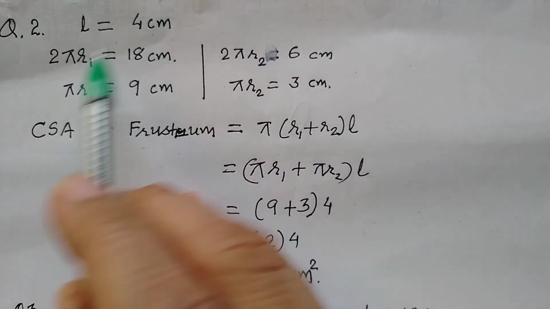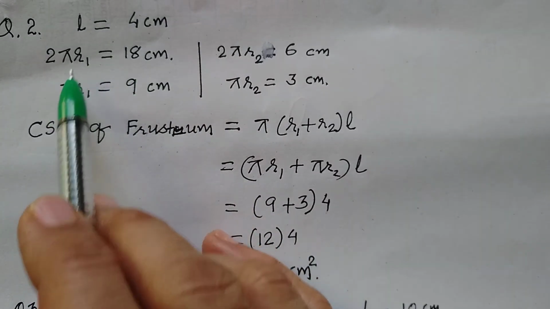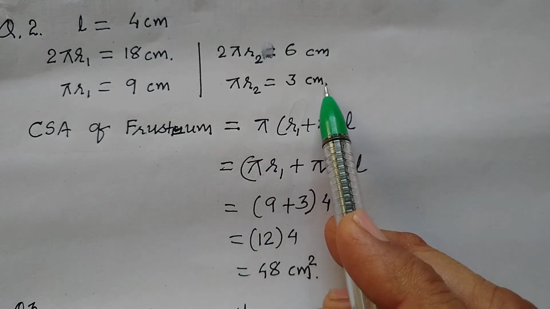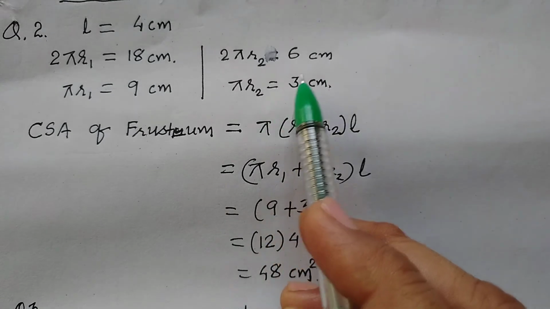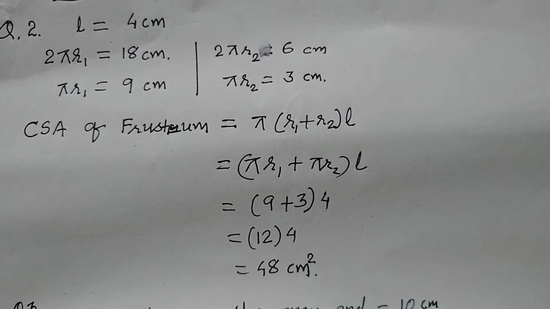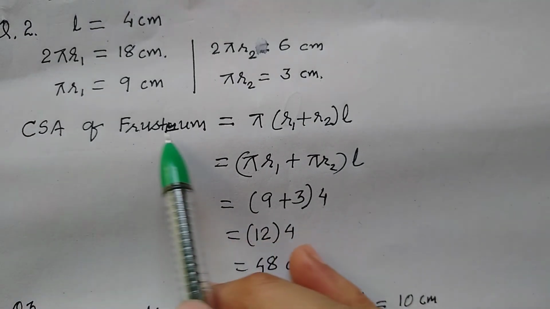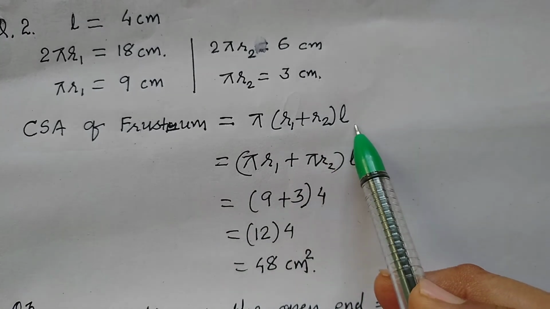L is given 4 centimeter, circumference is given: 2 pi R1 is 18 centimeter, so pi R1 is 9 centimeter, pi R2 is 3 centimeter. Now children, radius we can find out. R1 is equal to 9 by pi, R2 is equal to 3 by pi, put the value of pi. But all these activities we are not doing. Observe this calculation part. CSA of frustum is equal to pi (R1 plus R2) into L.